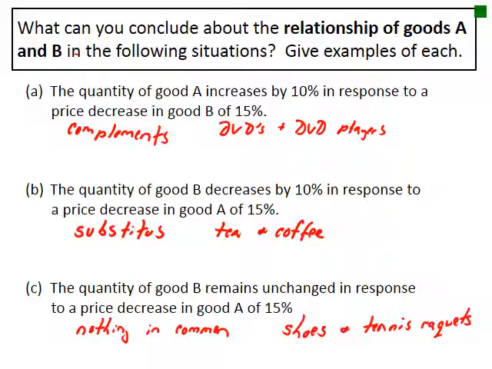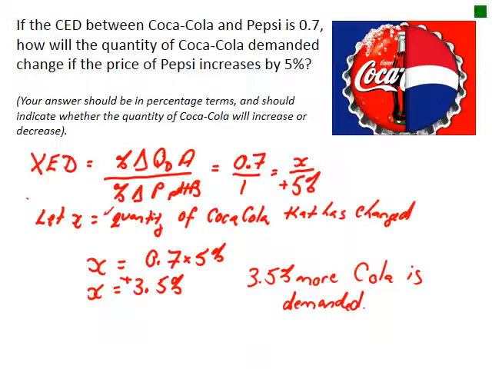So we could say shoes and tennis rackets. If the cross-elasticity of demand between Coca-Cola and Pepsi is 0.7, how will the quantity of Coca-Cola demanded change if the price of Pepsi increases by 5%? Okay, so that's a lot to take in. Let's look at the formula.